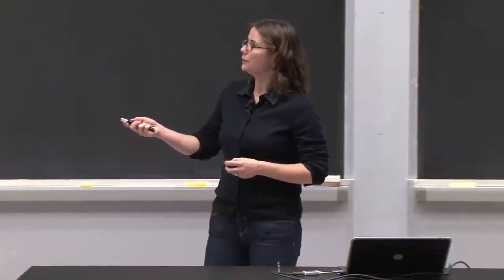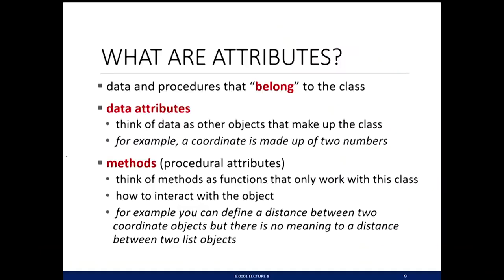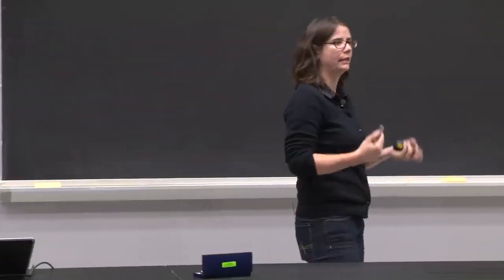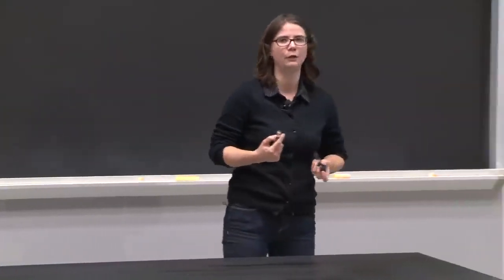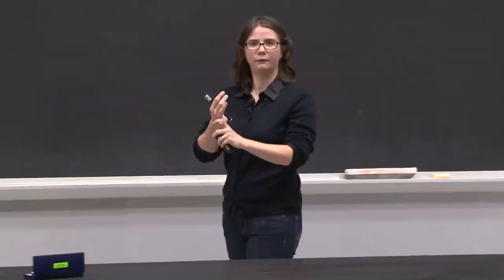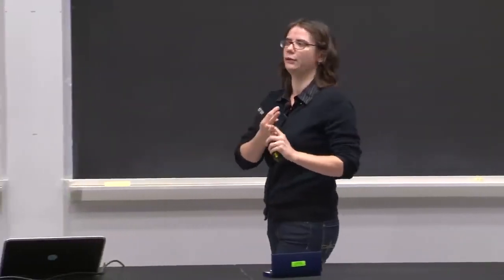So the data attributes is what is the object, right? What is the data that makes up the object? So for our coordinate example, it's going to be the x and y values for a coordinate. We can decide they can be ints, we can decide that we can let them be floats, but it's going to have one value for the x coordinate and one value for the y coordinate.